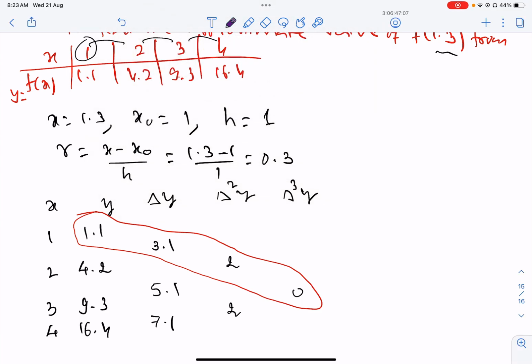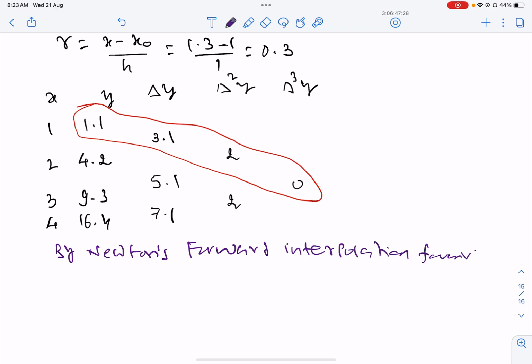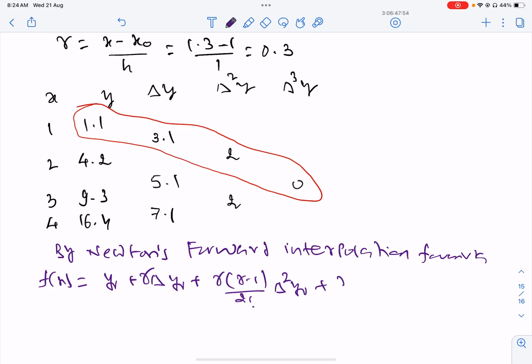Okay. So let us write the formula. By Newton's forward interpolation formula, f of x equal to y0 plus r times delta y0 plus r into r minus 1 by factorial 2 del square y0 plus r into r minus 1 into r minus 2 by factorial 3 del cube y0 and so on.